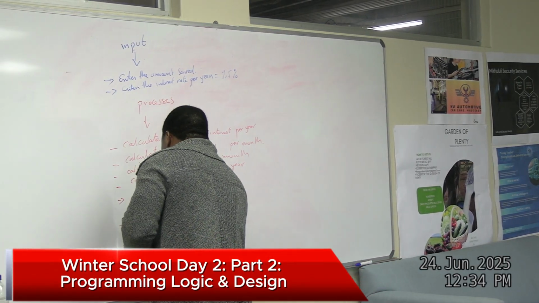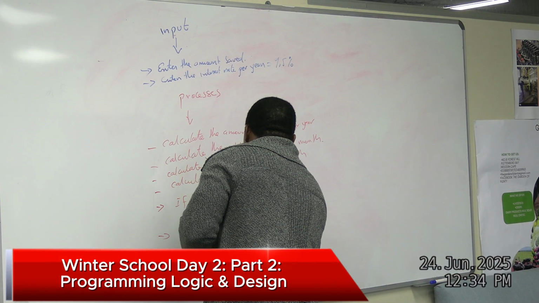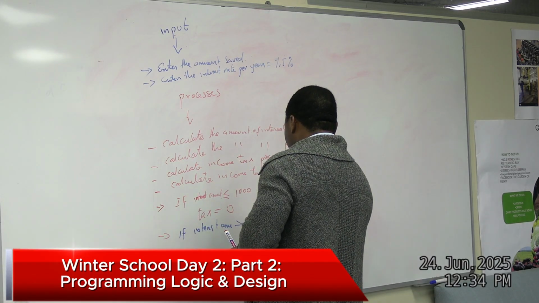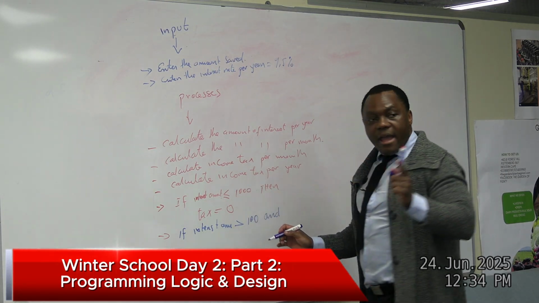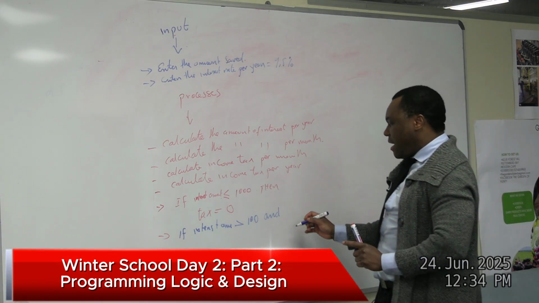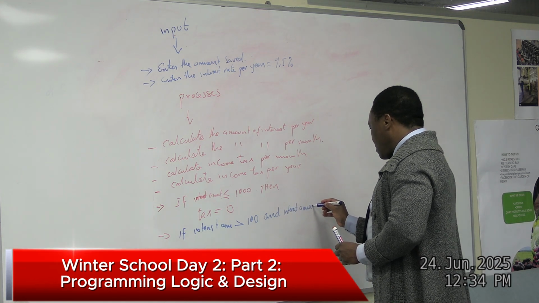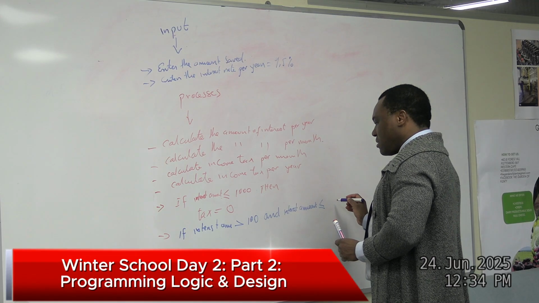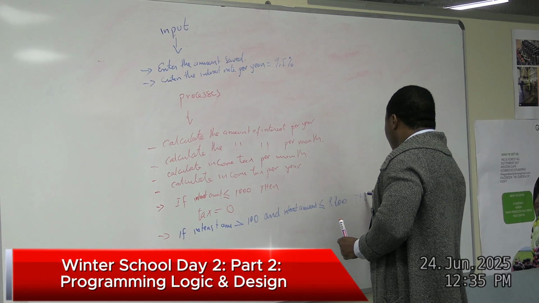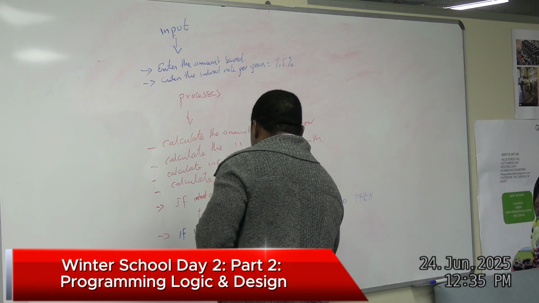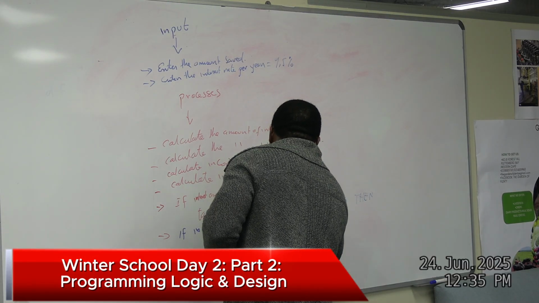If interest amount is greater than 1,000 and interest amount less than or equal to what? 2,000. Then the tax is what? 7.5%.